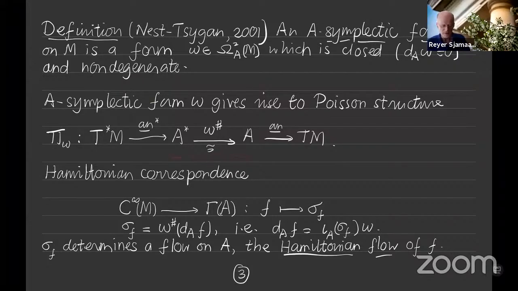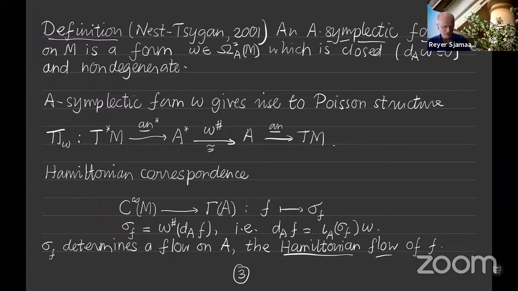Now, as usual, just because of the non-degeneracy, that gives you an identification of the bundle A with its dual. That's this map in the middle. And if you post-compose that with the anchor and pre-compose it with the transpose of the anchor, you get a map from T star M into T M, which is the anchor map of a unique Poisson structure on your base manifold. And so in particular, because of that, you get a Hamiltonian correspondence. Functions on M give you Hamiltonian flows on the base manifold.